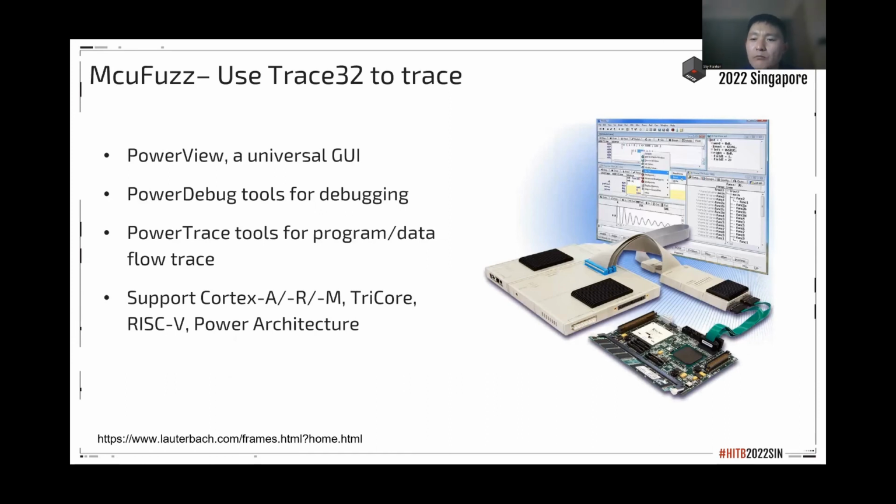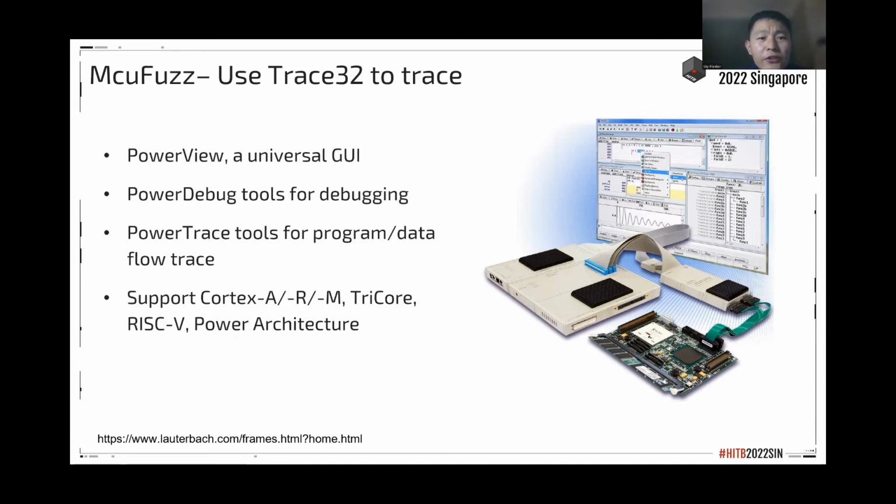Now we know the ARM ETM. We also need to know how to get the ETM data. So we need a tool. Here we use the Trace32 toolset from Lauterbach. Trace32 consists of several parts. The first part is the software GUI named PowerView. And on the hardware part, it has PowerDebug and PowerTrace.